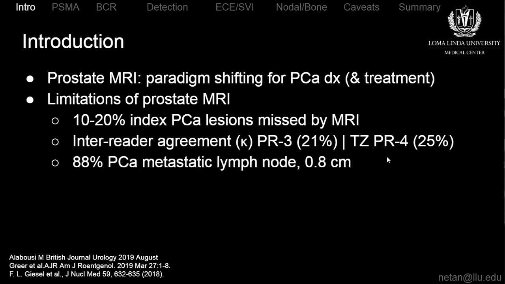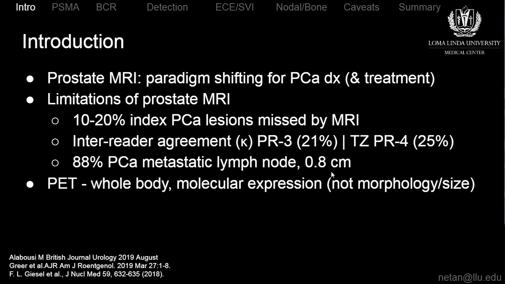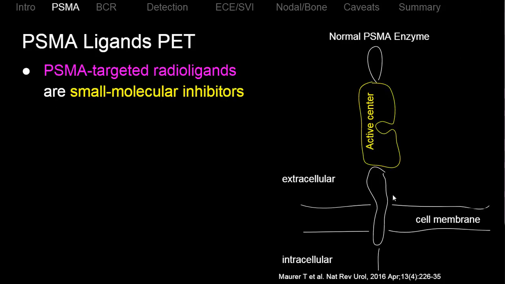In addition, the majority of metastatic lymph nodes in prostate cancer are sub-centimeter, which is subthreshold for conventional CT and MRI criteria, and thus PET can help reduce these gaps because it is a whole body imaging that's driven by molecular expression, not morphology or size. PSMA is one radiotracer that's used in prostate cancer imaging.